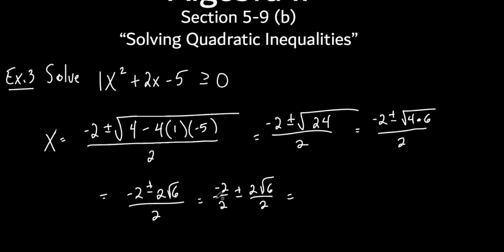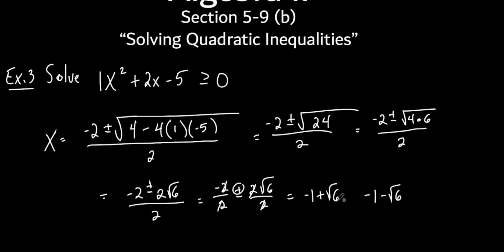Let's simplify. What's this? -1. Let's just do the plus right now. Is that all right? And what's going to happen here? That's going to go. So it's -1 plus the square root of 6. So that's one of my x's. What's my other x? -1 minus the square root of 6.